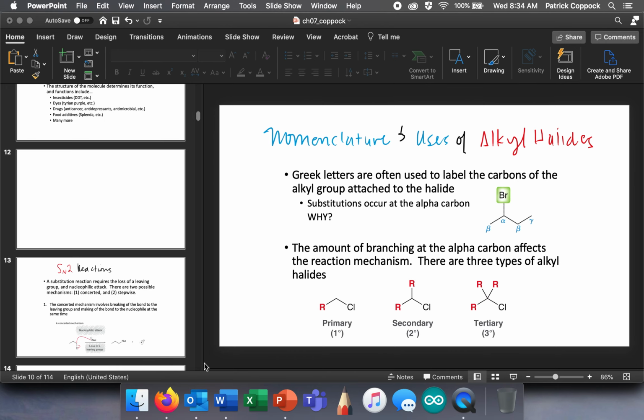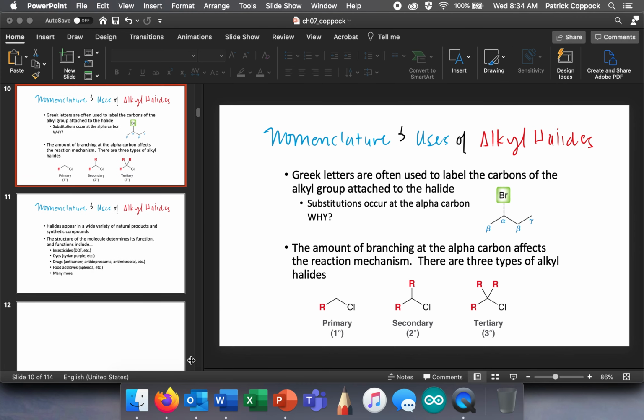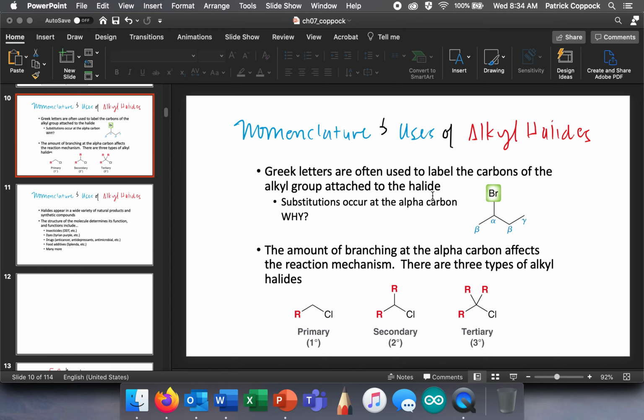We've used Greek letters before, but I think it's valuable to appreciate again that the Greek letters are given as reference points to a primary feature of a molecule. For example, in an alkyl halide, the halo group is the primary feature, so we would call that the alpha carbon. The Greek letters are relative terms, so we would say this is alpha to the bromo group, this is beta to the bromo group, and this is gamma to the bromo group.